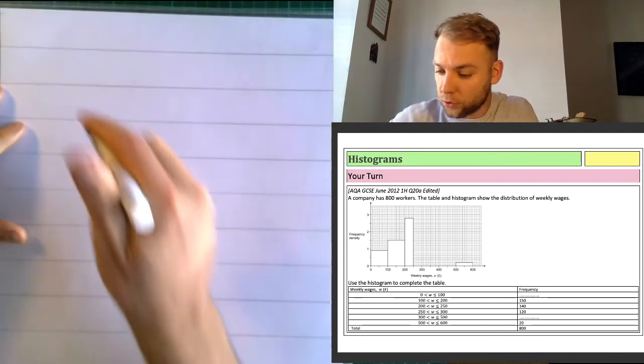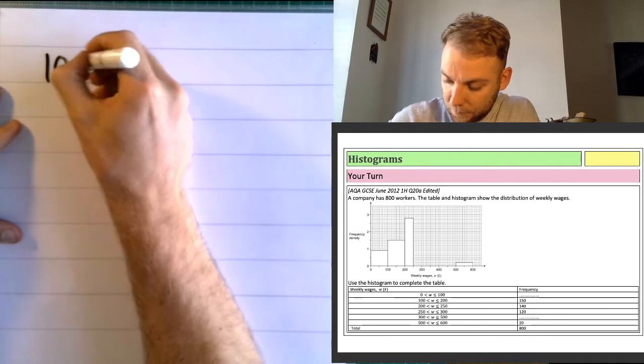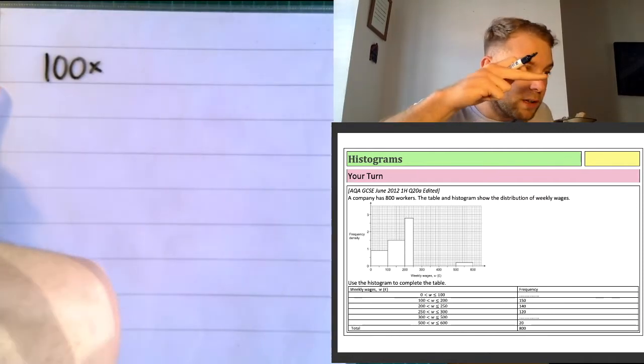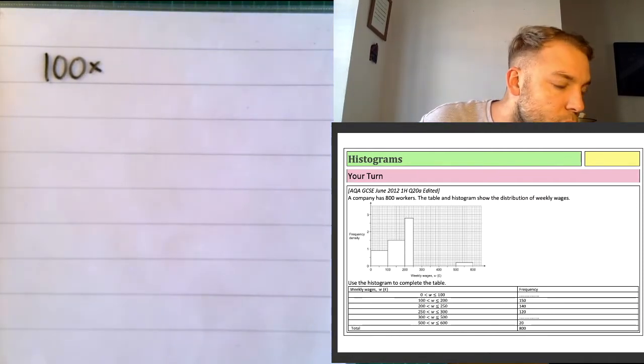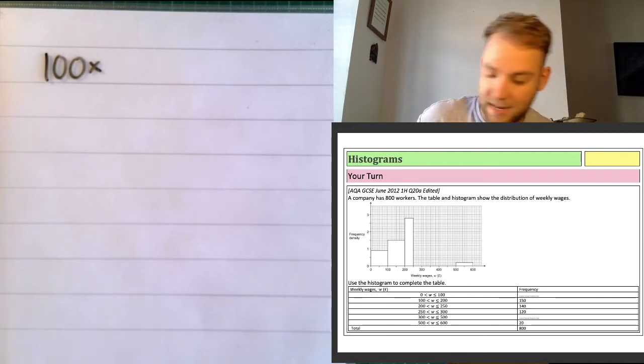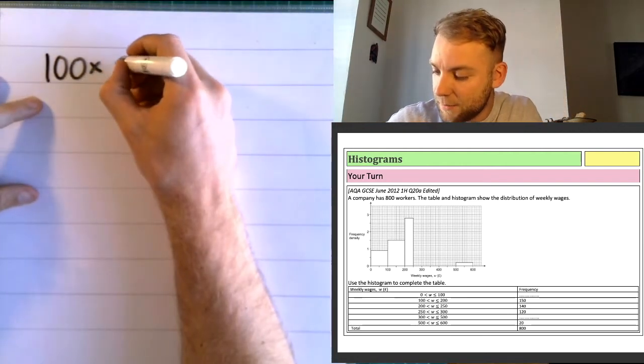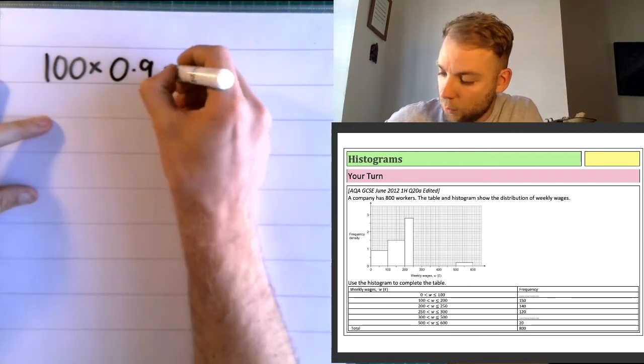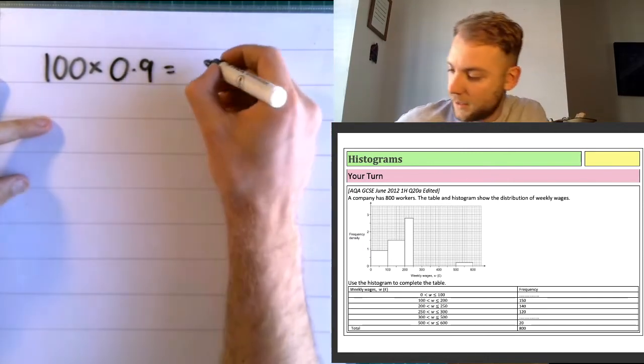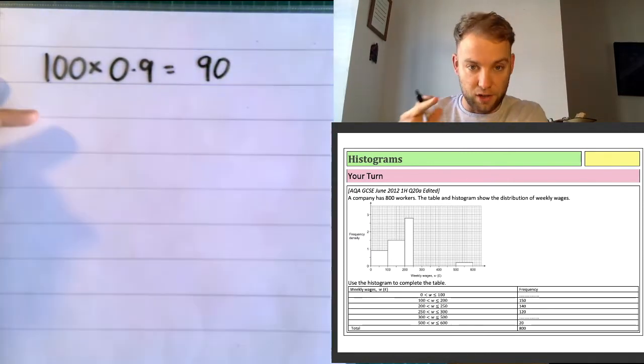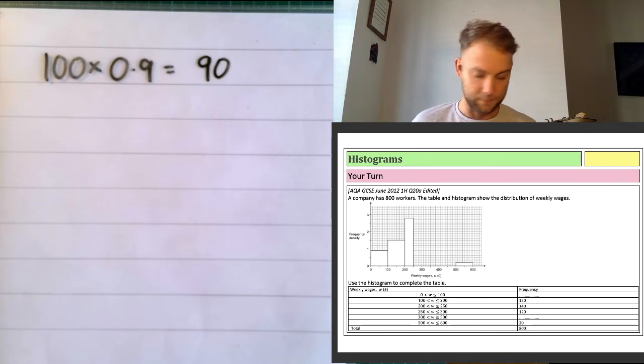Well, it's 100 across, isn't it? And the height of this one is 0.9, isn't it? So it's 100 times 0.9, which is equal to 90. So that first area, the frequency in that first one, is 90.